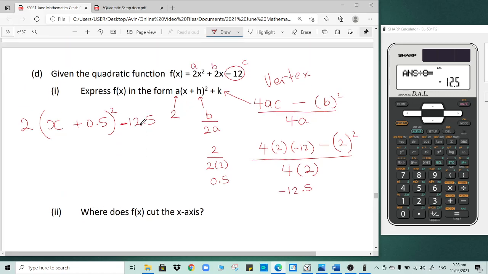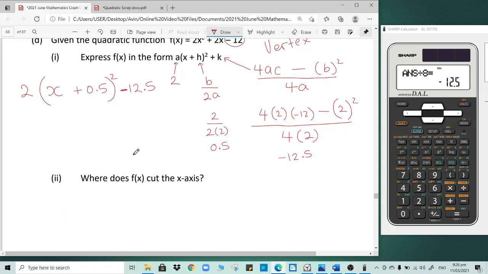Next, they want to know where this quadratic would cut the x-axis. So whenever they're asking you where a quadratic cuts the x-axis, they're really asking you to solve the quadratic. We solved a couple quadratics earlier today, but let us go through it again. In this quadratic, A is 2, B is 2, and C is minus 12. Now I just want to point out something.